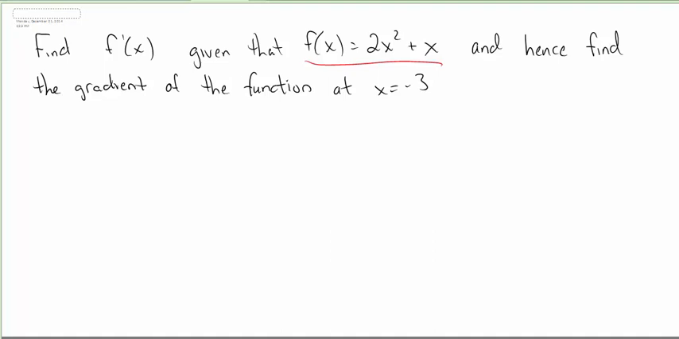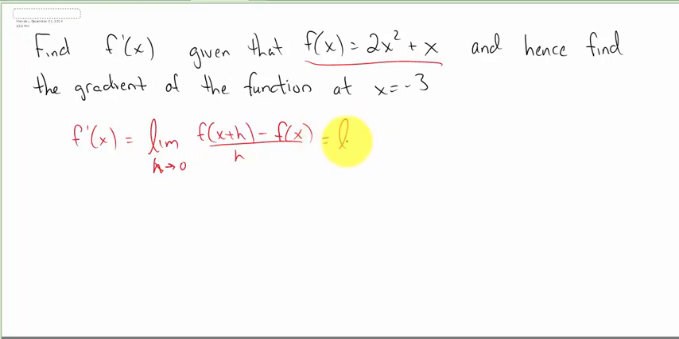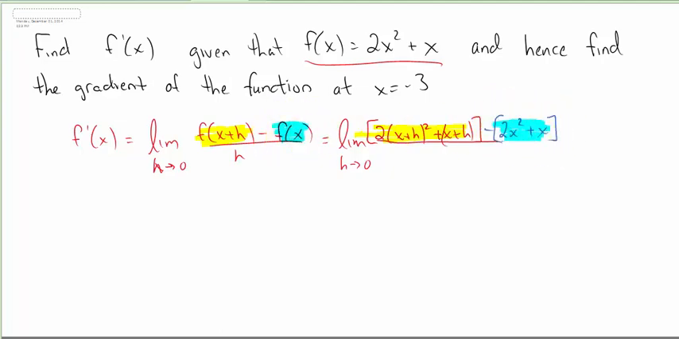So let's go ahead and use this definition of derivative. F prime x equals, I'm going to write it down, f of x plus h minus f of x all over h, but I forgot my limit. It's important that we write that. Limit as h goes to 0. Until I take the limit, it needs to be written. So f of x plus h, that's going to be 2 times x plus h squared plus x plus h. That's this part. And I'm going to subtract f of x, and this is all over h.